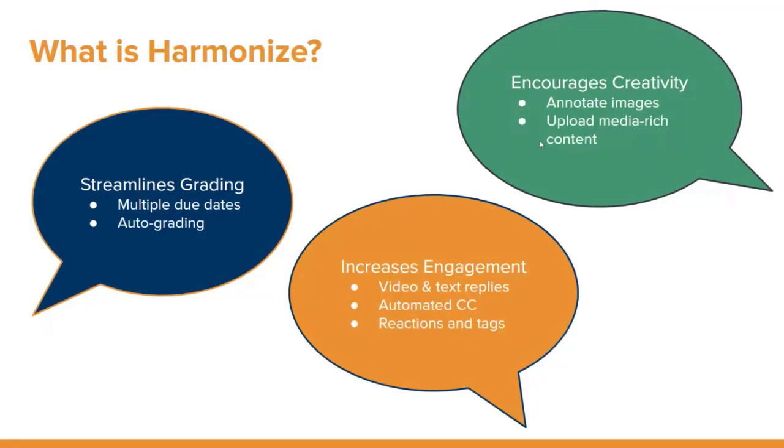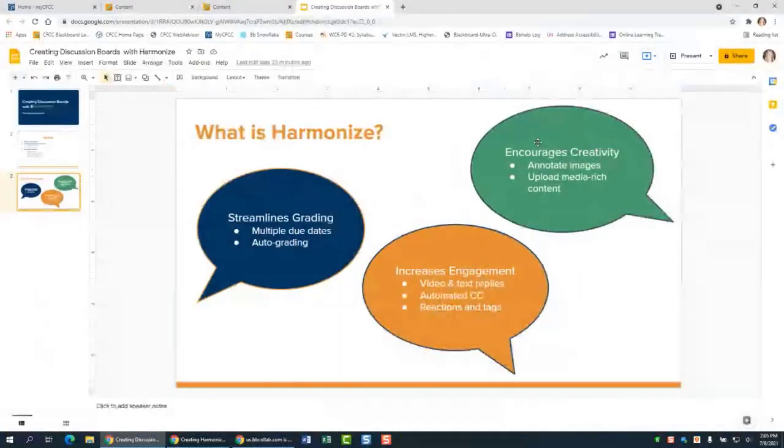And then lastly, Harmonize really helps encourage students' creativity because students can now annotate images that they upload, and they can upload other media content such as more images, videos, YouTube links, and those types of media that are now more supported in Harmonize. So those are just some features I wanted to highlight as we move through today's workshop because I will be pointing those out. And those are really the main features that differ from Blackboard's discussions that are currently available for instructors to use.